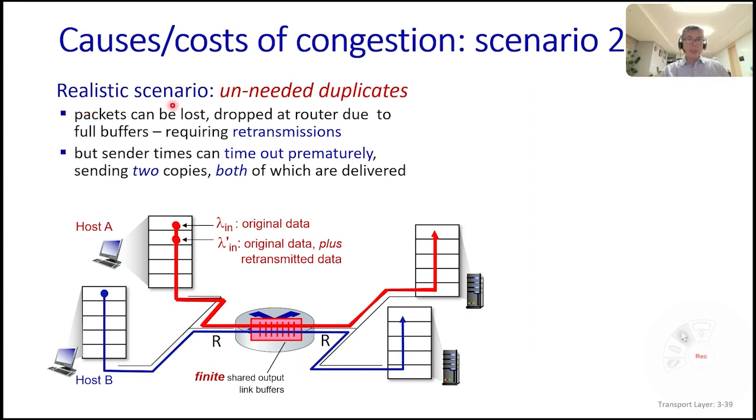However, in a realistic scenario, unneeded duplicate packets happen. Packets can be lost, dropped at the router due to the finite buffer, as we saw, so retransmission is required. Also, the sender can time out prematurely. That's why the sender can transmit two copies, both of which are delivered as duplicates. This is an unneeded duplicate. So one copy is delivered here.